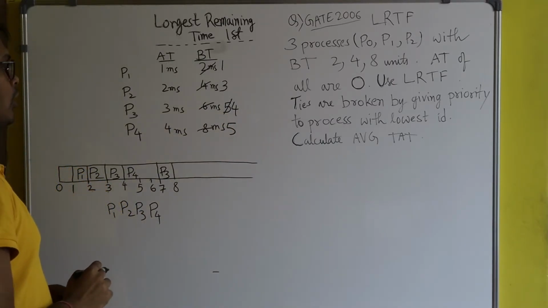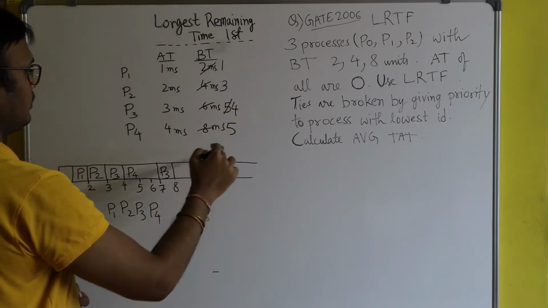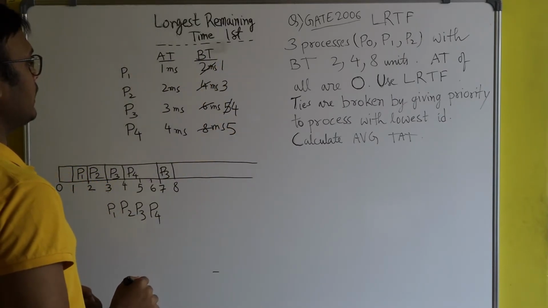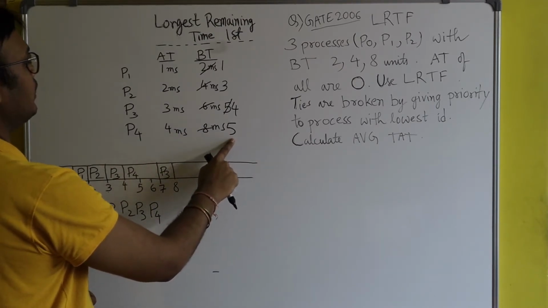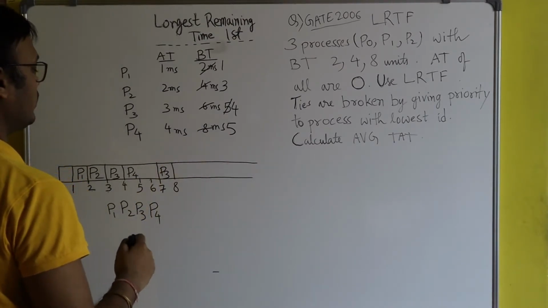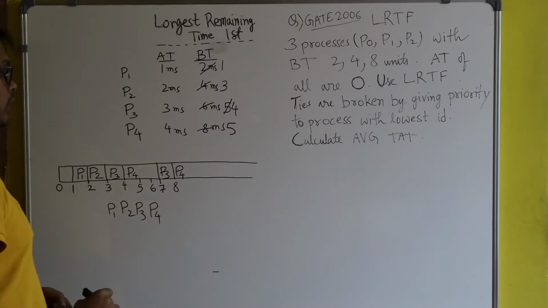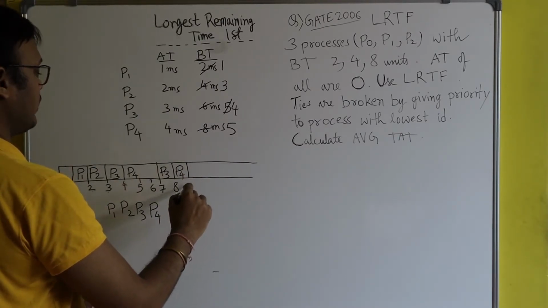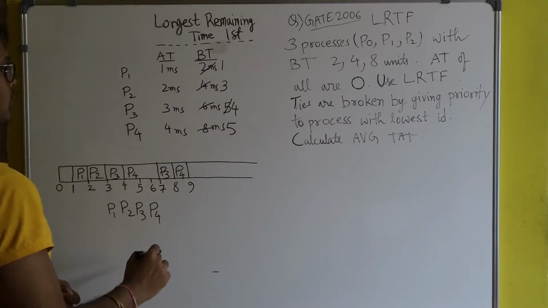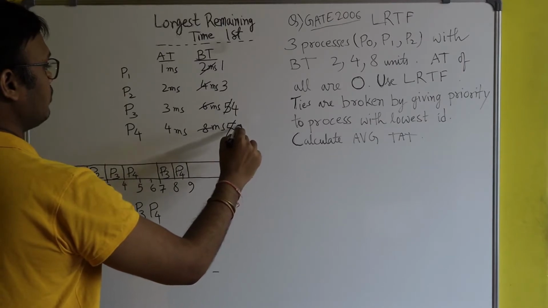Okay, and now you see among all these processes, which process has the largest burst time? Process P4. Process P4 has 5, it's the largest one. So again, CPU will be given to process P4. Okay, and same thing, process P4 will run for 1 second from 8 to 9. So burst time left for process P4 is 4.